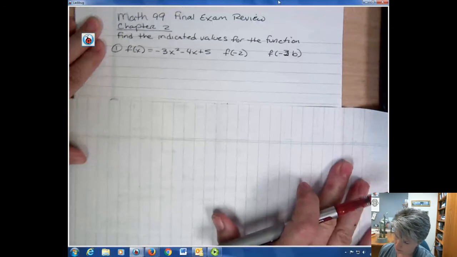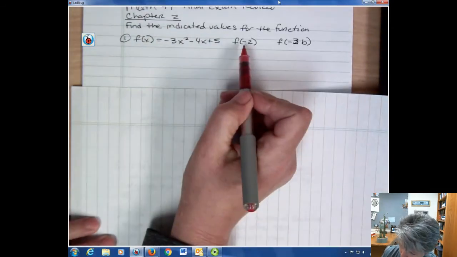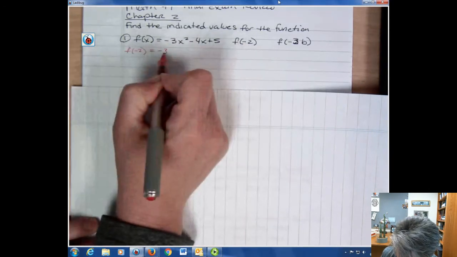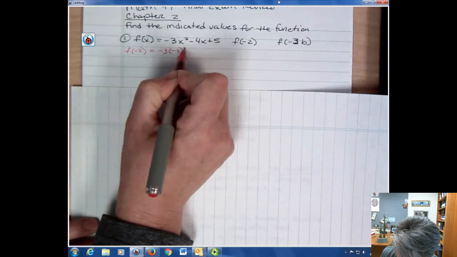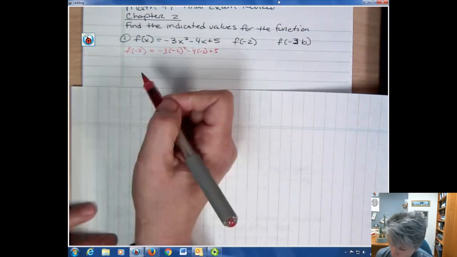Sorry to go backwards. If you're plugging in a value to a function, you're just going to replace that value in your expression. Notice that every time I write that value in, I'm putting parentheses around it.